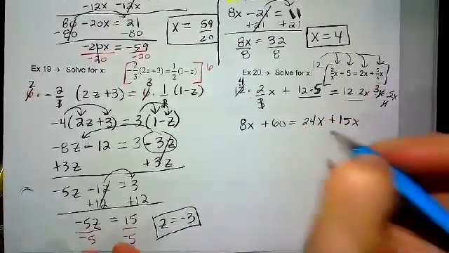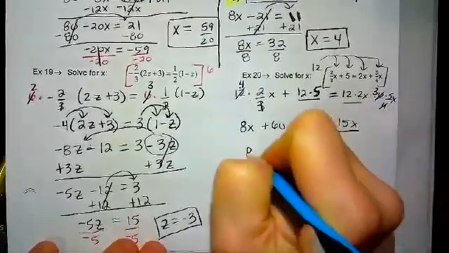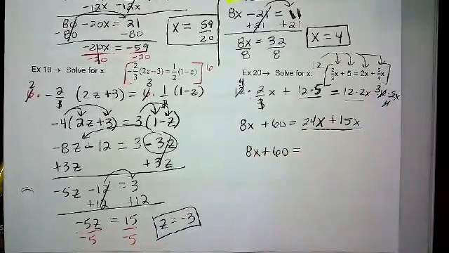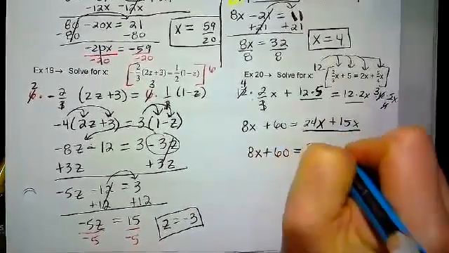So on this one, notice you have like terms over here. We want to combine those before we do anything. It wasn't a constant this time. It was just a variable. So we're just saying 24 and 15. You're just combining them, adding them to make a positive 39x.